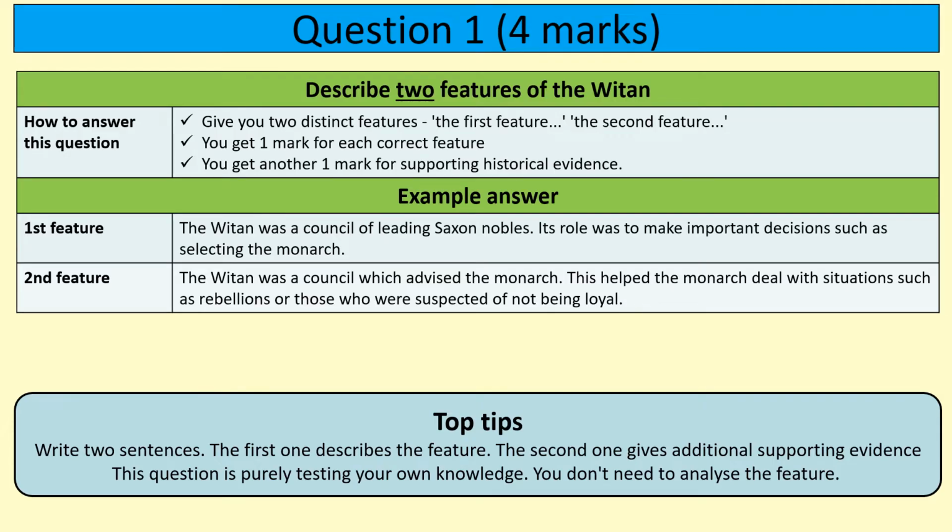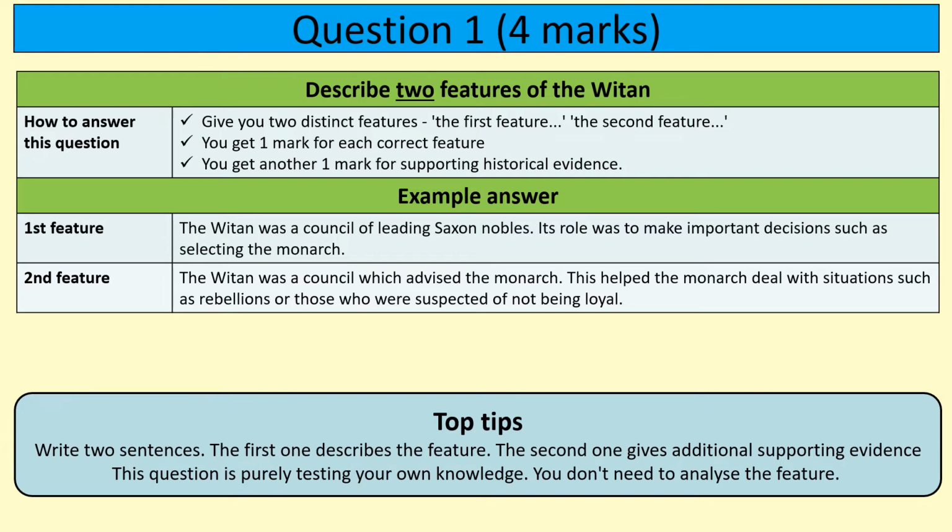So question 1 should be fairly straightforward. It's worth 4 marks. You don't need to spend loads of time on it. So the question we've got here, describe 2 features of the Witan. So how to answer this question? So give 2 distinct features. So you use a phrase like the first feature, the second feature.